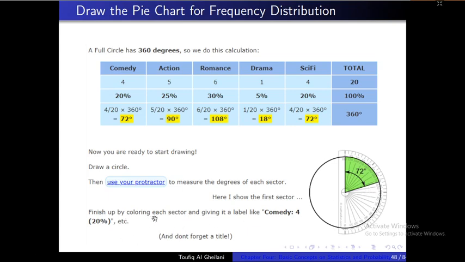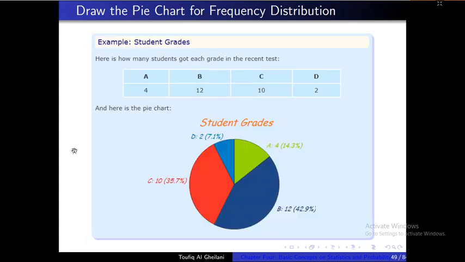Finish up by coloring each sector and give it a label like comedy, 4 people, 20%, and don't forget to make a title. Here is for student grades, we do, and you can do by yourself. And here is the pie chart for student grades.